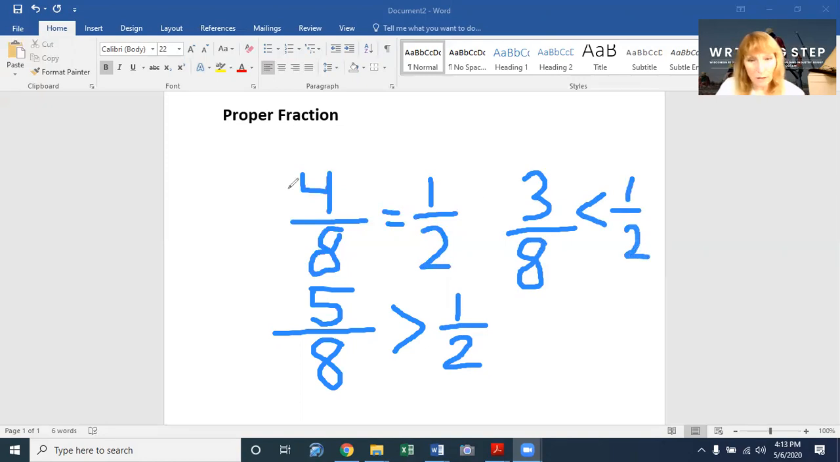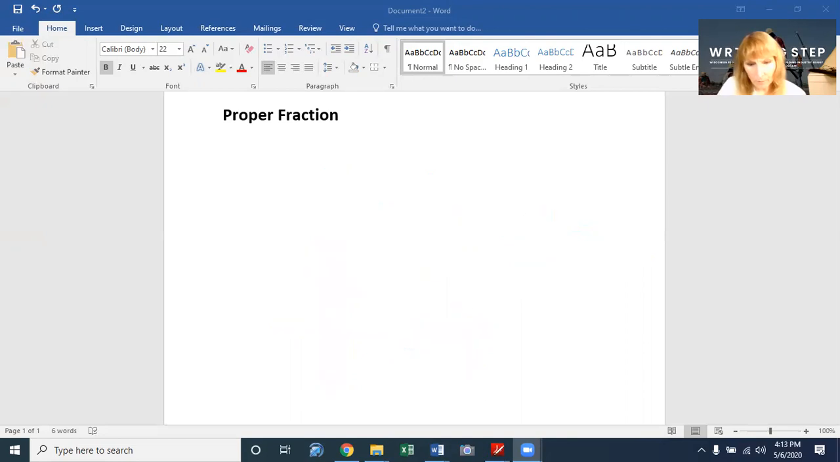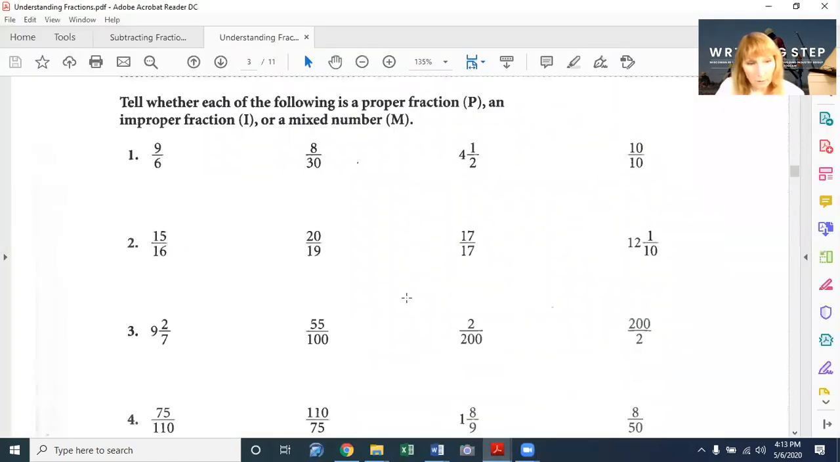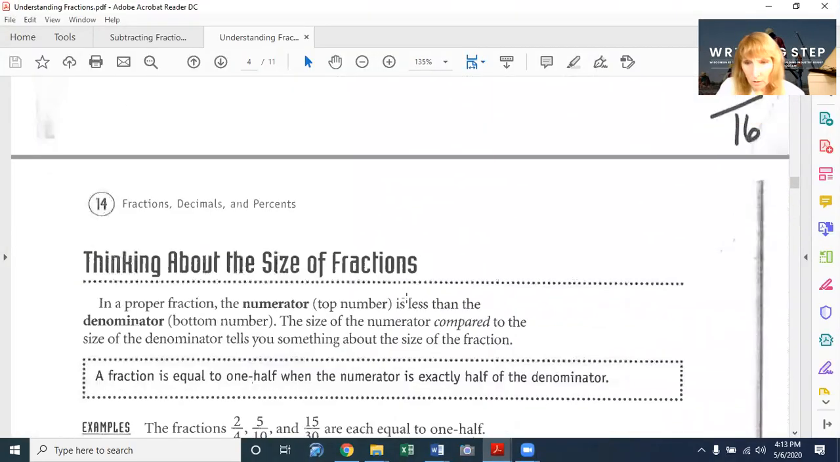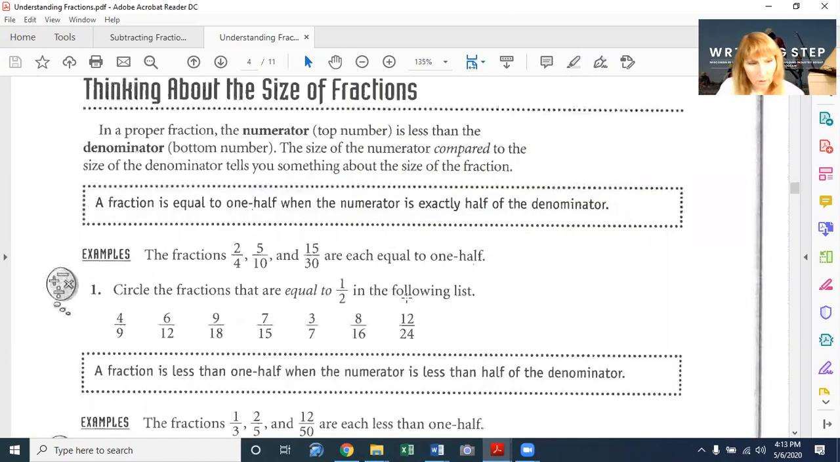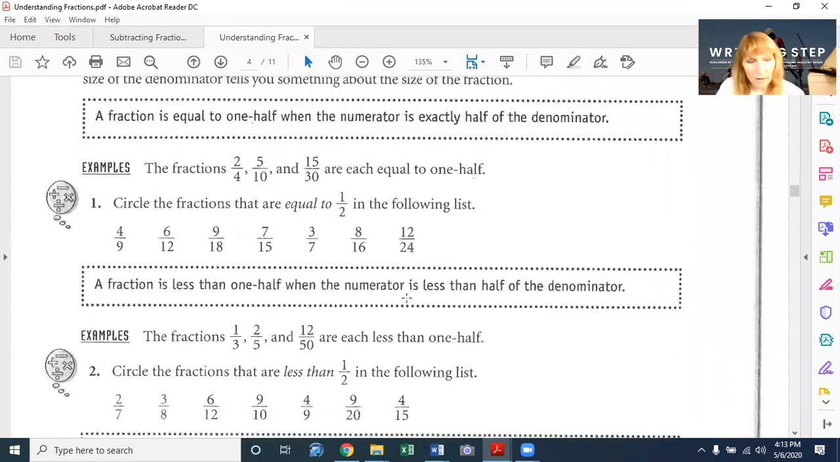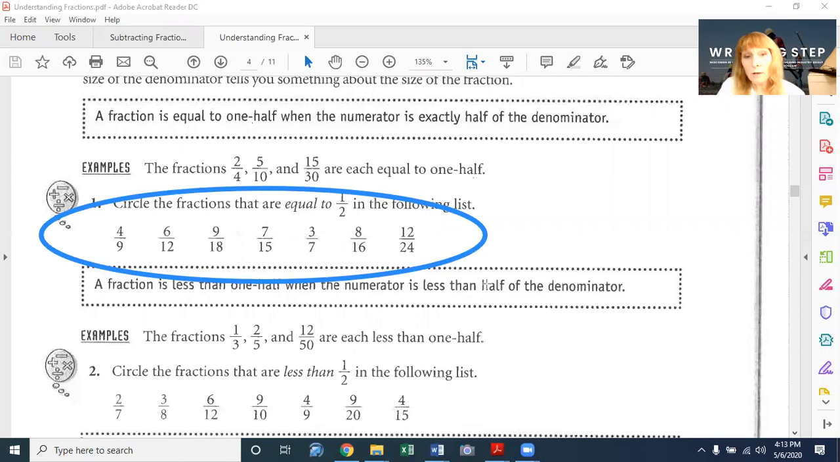Okay, now let's go back to our paper and let's take a look at page, I believe it's 14. Yes, look at page 14. So on example 1 here, it says circle the fractions that are equal to 1/2. So remember, you're going to take whatever half of the denominator is. If that number is on top in the numerator, that's half.